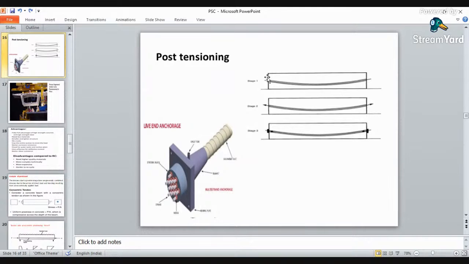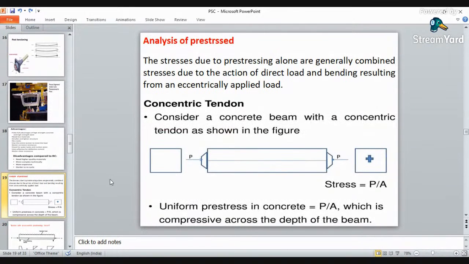Here, in this section, a tendon is applied, so we have to pull the tendon from both sides. So what is happening? You are applying a pulling force from both sides. This is the first condition, the case of the concentric tendon. Concentric means the force is applied at the center of the section, the center of the member. For this case, your uniform pre-stress is simply the applied load per unit area, force by A, which is compressive over the overall depth. This is the case when you analyze the concentric pre-stress force.